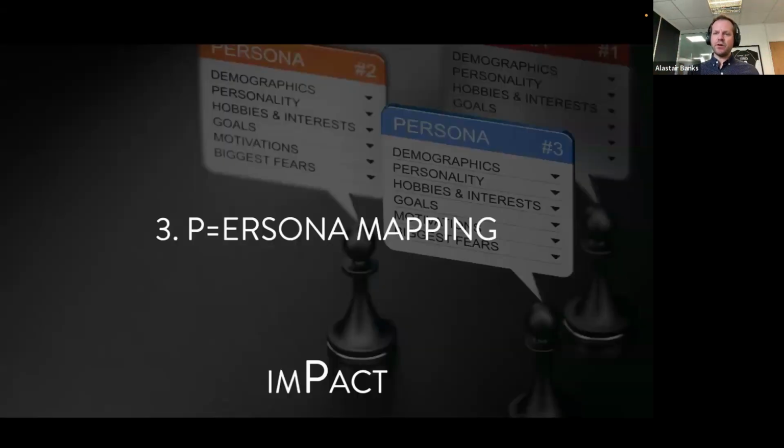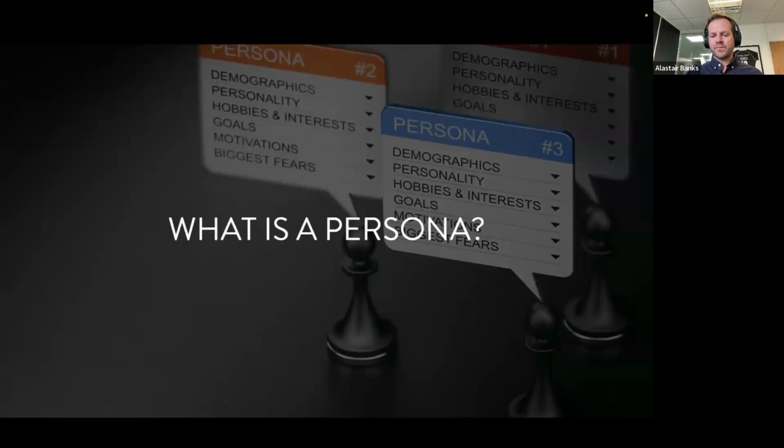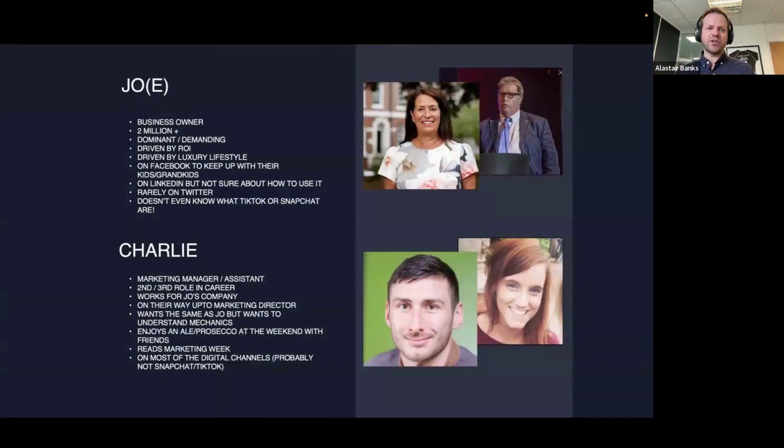So that's that piece. The P stands for persona mapping. Now, persona is a marketing term, so I need to explain it for a second, but it relates to this whole process as well. A persona is a fictional character. Usually in marketing, it's your ideal customer. In the instance of Optix, my company, we have two personas, Joe and Charlie. Now I'm not going to read these out, but you can scan them if you want to.